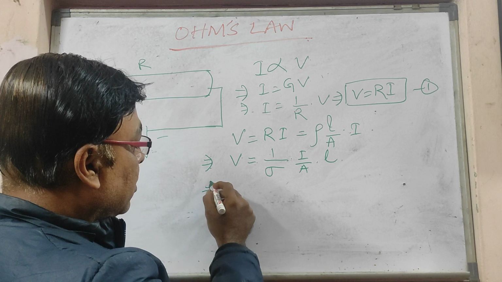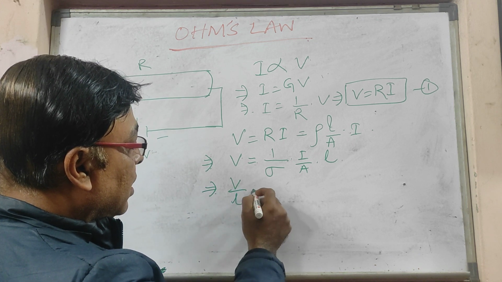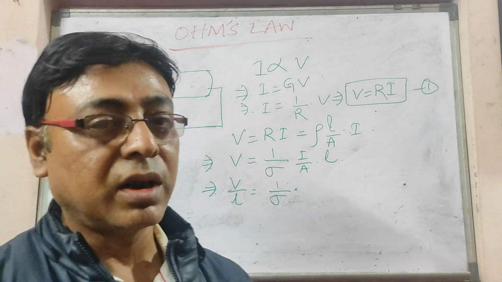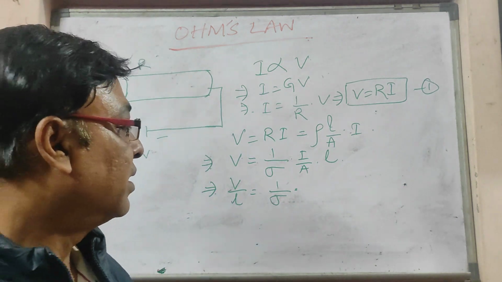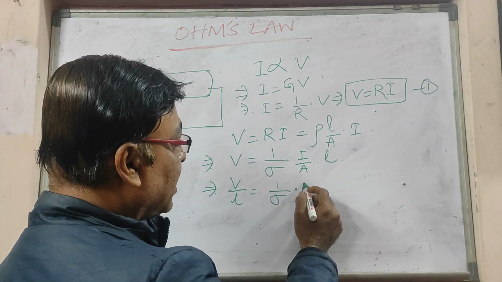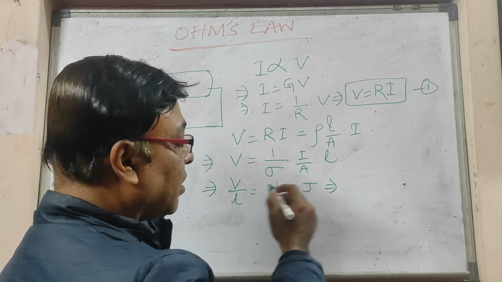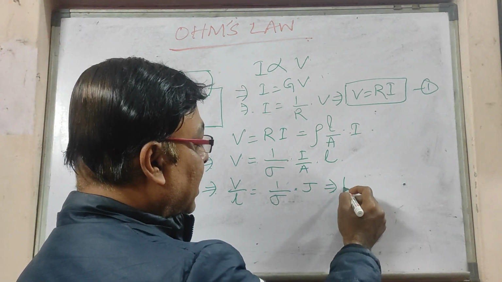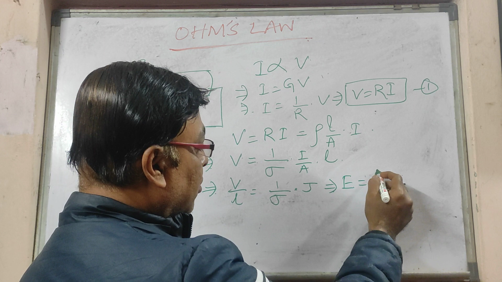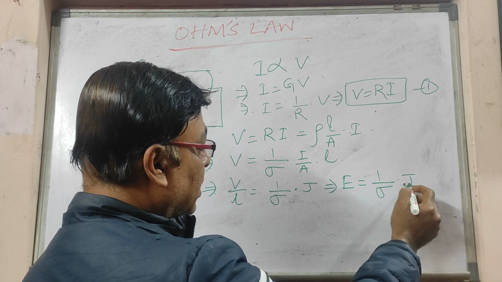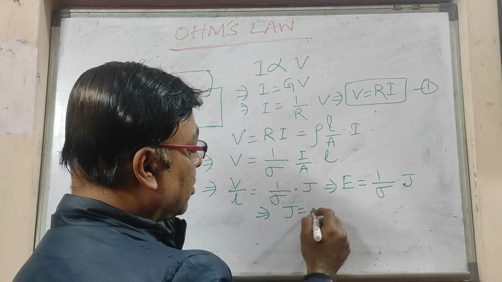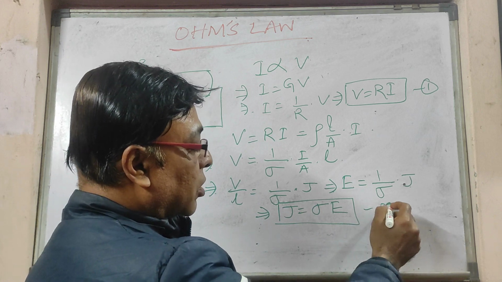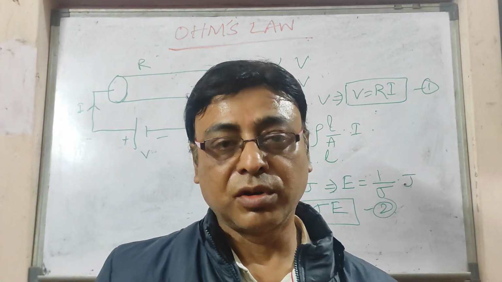Now from this we can write V / L = (1/sigma) (I / A). The ratio of current to area represents the current density, so we can write that as J. This implies that V / L is the electric field strength or electric field intensity, so we can write E instead of V / L. This is equal to (1/sigma) J. So that gives you J = sigma E, which is known as the point form of Ohm's law.